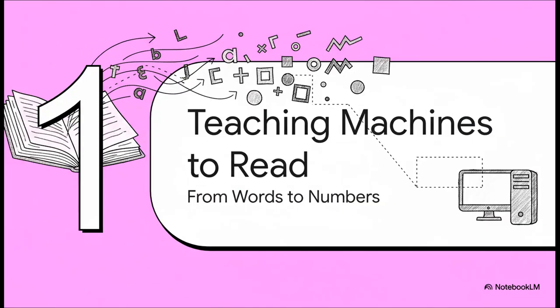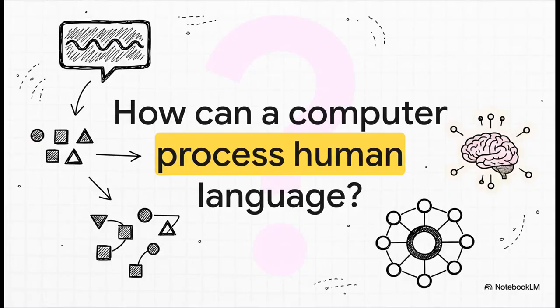So before an LLM can do anything cool, like write a poem or answer your questions, it has to solve a much more basic problem. It needs to learn how to read. And for a computer, reading doesn't mean understanding letters. It means turning our messy, beautiful language into cold, hard numbers. So how on earth does a computer do that? Well, it all comes down to translation.